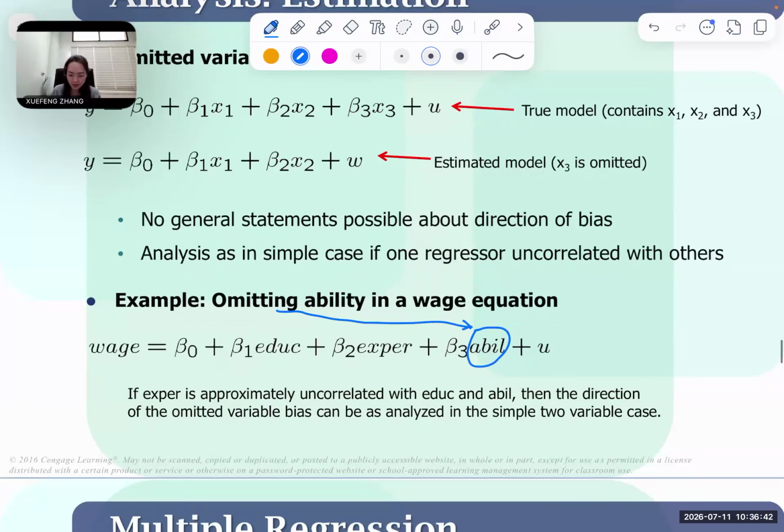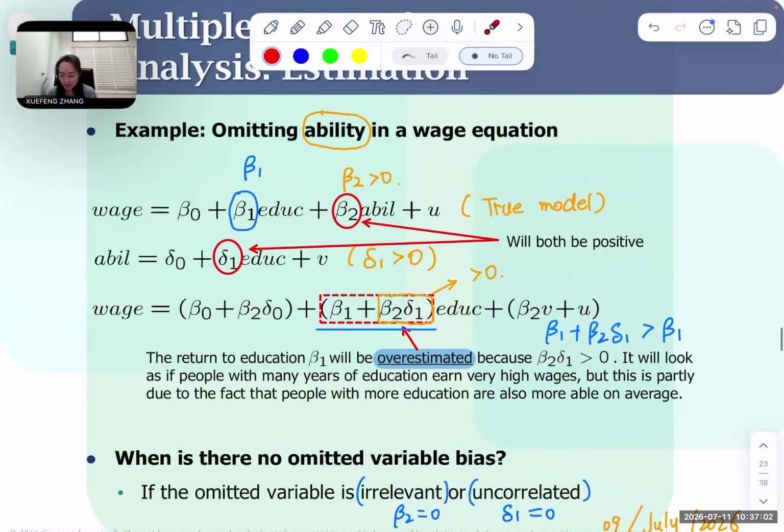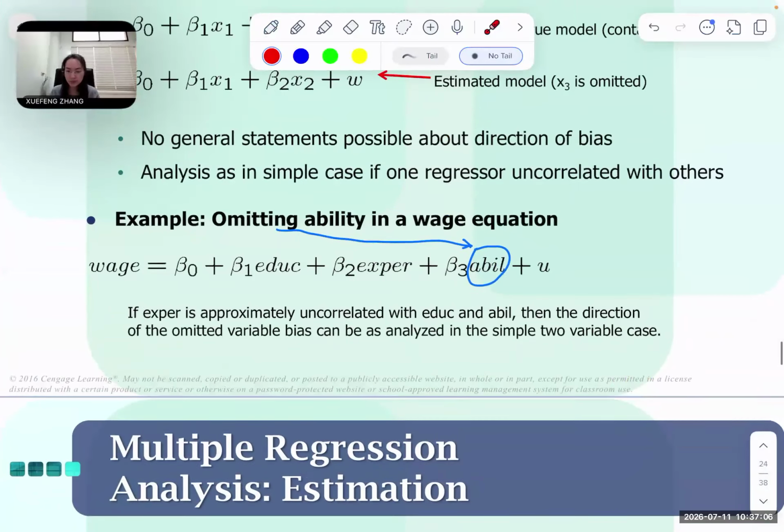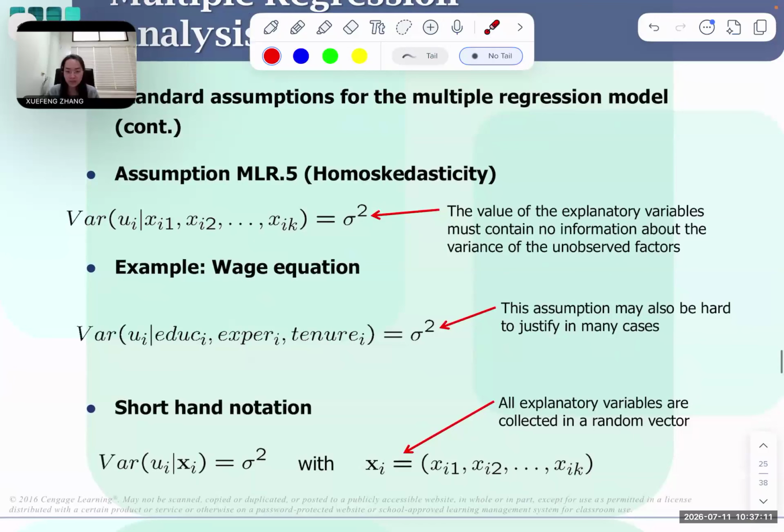But remember, here we assume that if experience is approximately uncorrelated with education and ability, then the direction of the omitted variable bias can be analyzed in the simple two-variable case. Which means the last slide, this is the simple two-variable case. Let's continue with our assumptions.